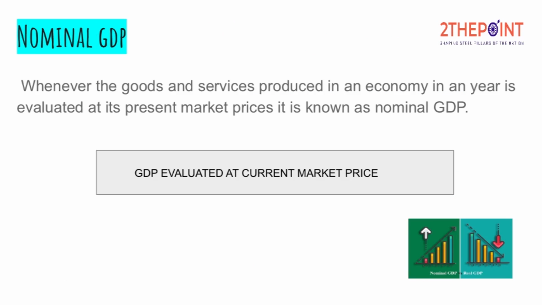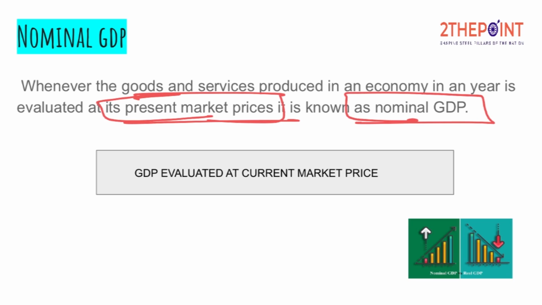We'll first understand what is nominal GDP. Whenever all the goods and services are evaluated at their current market price, the present market price, the value that comes is nominal GDP. In the previous slide, we learned that there are so many goods being produced like machinery, cars, consumer goods, durable goods, eatables, and everything. Whenever we add these products and evaluate them at their present market price, whatever figure comes is nominal GDP.